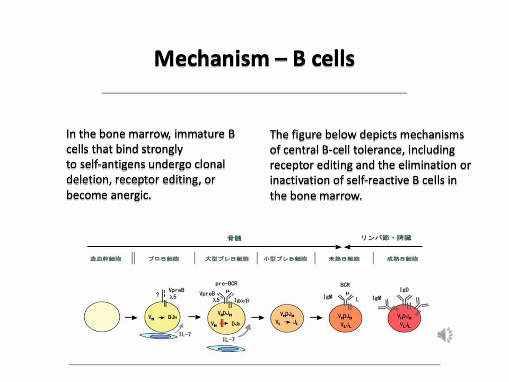The cell may undergo clonal deletion, meaning that it is eliminated. Alternatively, it may perform receptor editing, where the B cell receptor is rearranged to reduce self-reactivity. In some cases, the cell becomes anergic, meaning it is functionally inactivated. These mechanisms prevent self-reactive B cells from entering the circulation.